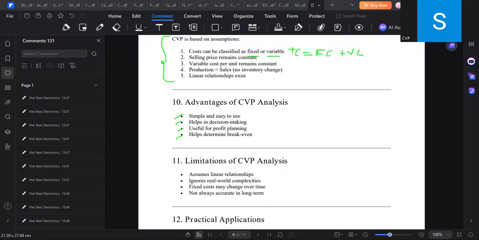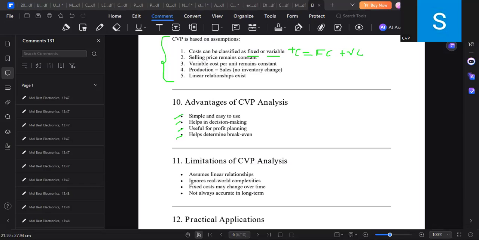It also ignores real-world complexities. There are changes in technology, there are market conditions, there are multiple product lines. So CVP is less realistic.